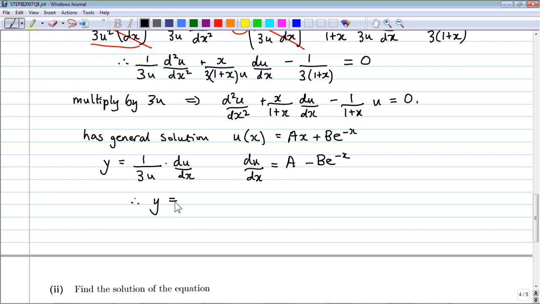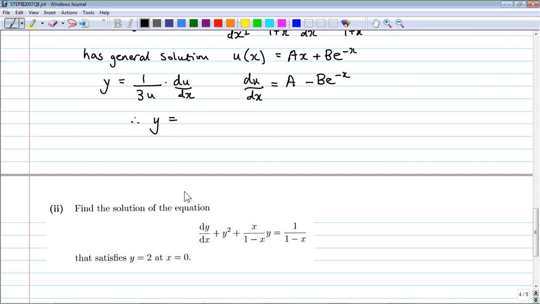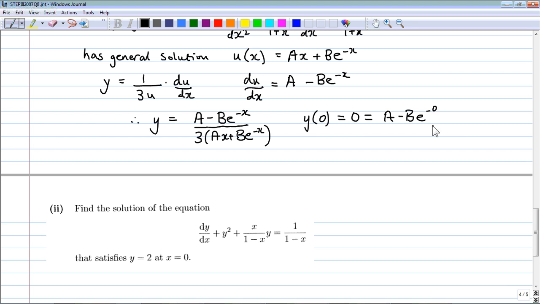So therefore y, the general solution for y, will be, what is this? du by dx, so a minus b e to the minus x, over 3 times the original u form here, ax plus b e to the minus x. And we know that when x is 0, y is also 0, and that should be equal to a minus b e to the minus 0 over, well, it doesn't matter, does it, but I'll put it anyway, 0 plus b. So if this is 0, well, it follows that a is equal to b.